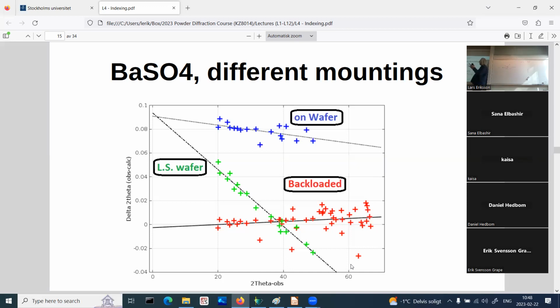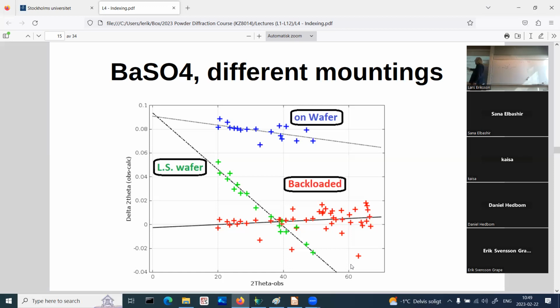Error, but still index the pattern. So if it was barium sulfate, then we allow a large error limit. But if we wouldn't have known that, then we would perhaps allow 0.1 degree error limits, which is very, very large. Perhaps we would have found it, but maybe not.